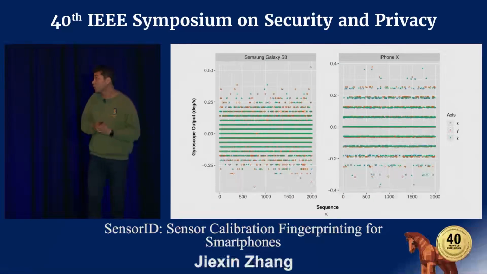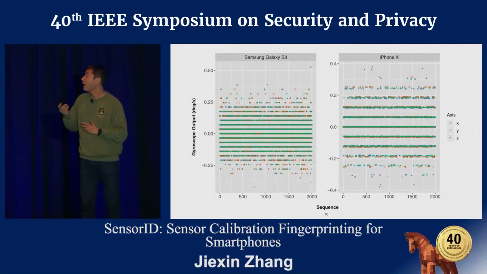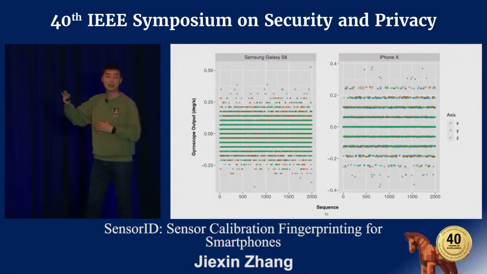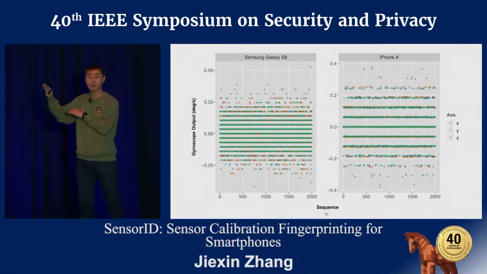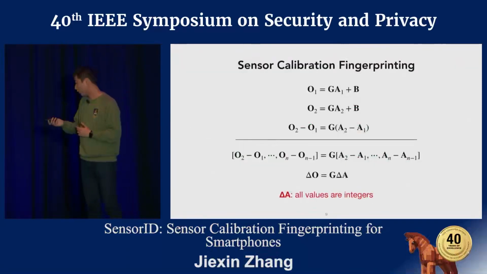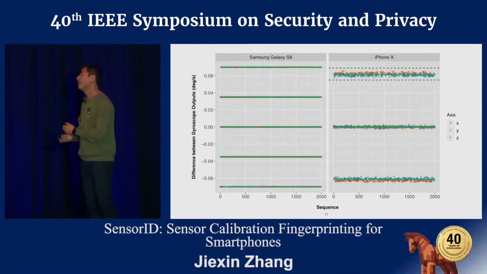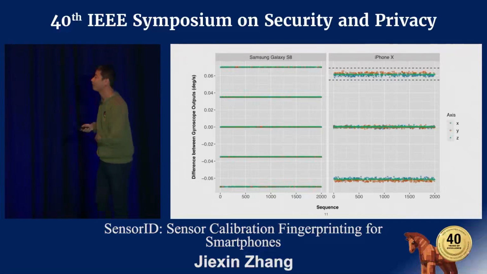So here is an example. This graph shows the gyroscope output from two devices, the Samsung Galaxy S8 and the iPhone X. One thing you can notice here is that there is a clear quantization on the sensor output, and this is because the ADC values are integers. If we subtract the sensor outputs, as we talked earlier, then we can get a figure here.